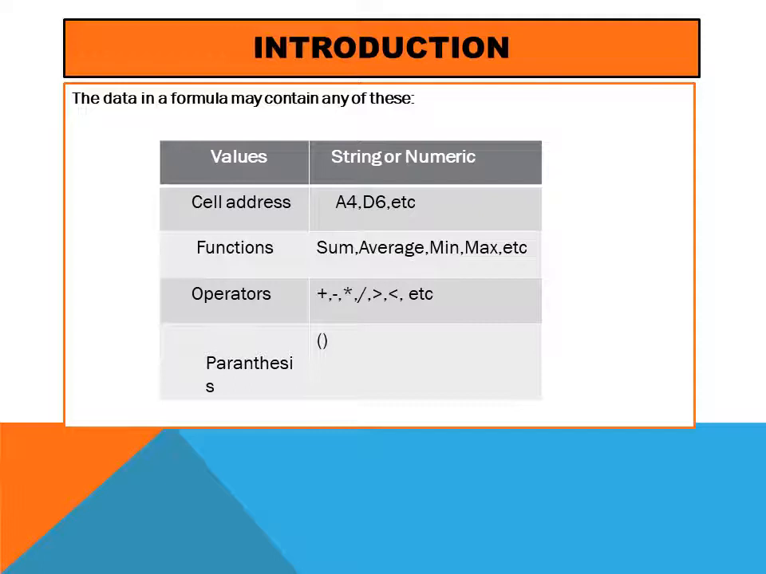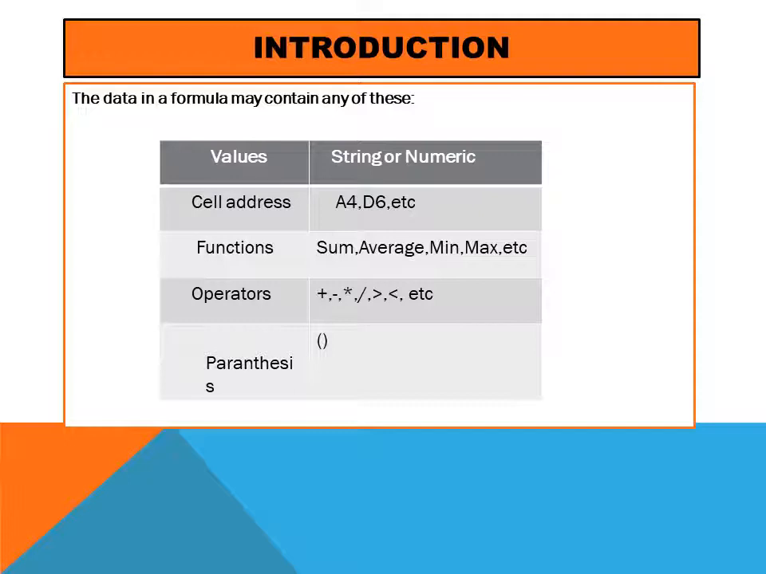In the values, it could be string or numeric, right? We can use number values in our formula. We can use strings. String means alphabets. You can use a sequence of alphabets in your formula. Then cell addresses, we can also include the cell address in our formula, right? We have A4, D6. So A4, D6 here are cell addresses. You already know that A, B, C, D are the columns and the numeric values are the rows. So these can also be used in the formula of your MS Excel.